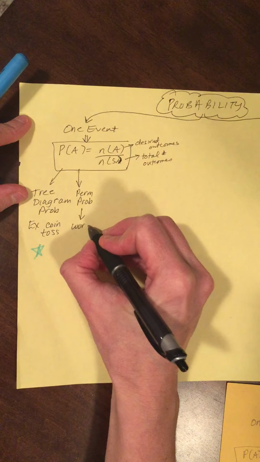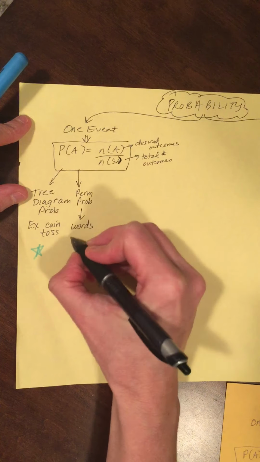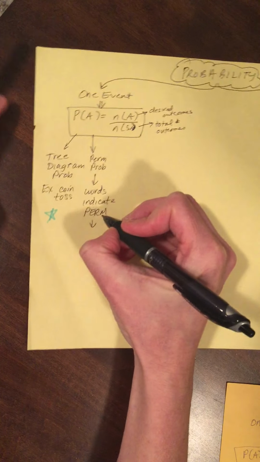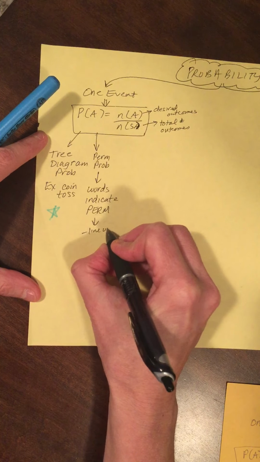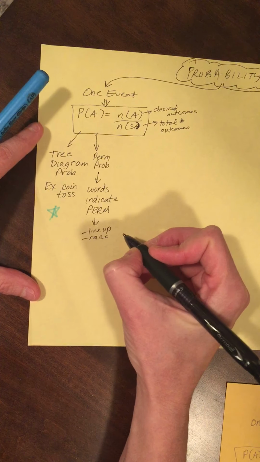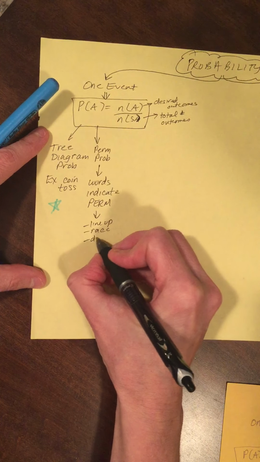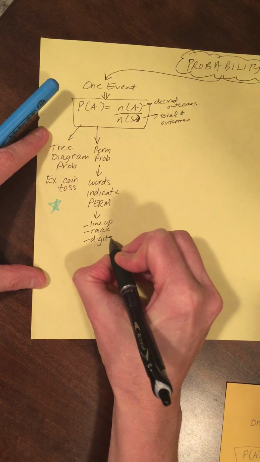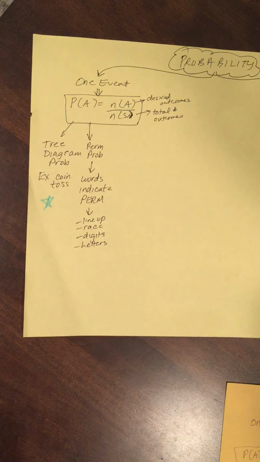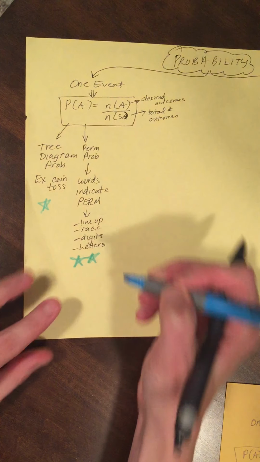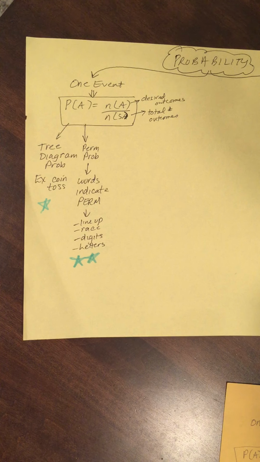And remember, we have certain words that indicate a permutation. And those words are lineup, race, any type of digits question, any type of letters question. These are very classic types of permutation questions. And I'm going to put 2 stars because usually I like to have at least 2 perm probability questions.